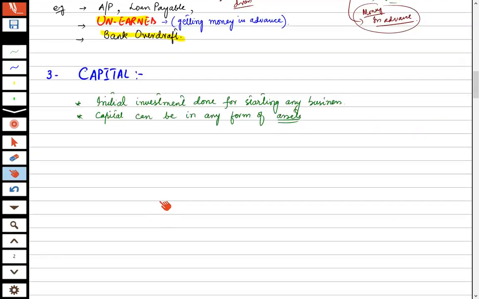So how can it be assets, and how is capital generated in the business? I think we can discuss it now, if you have time. Are you fine with it? Okay. Now, look at this example.